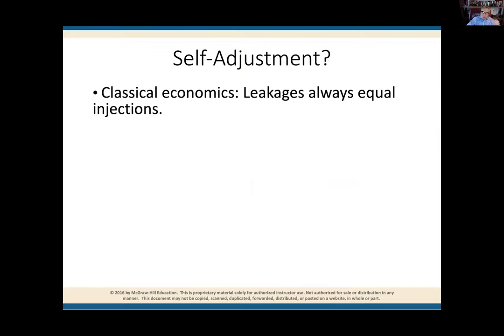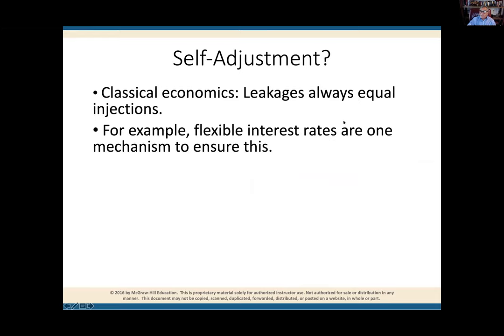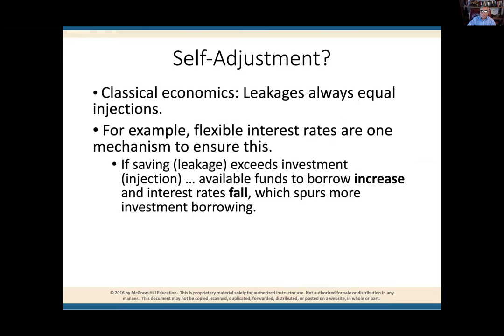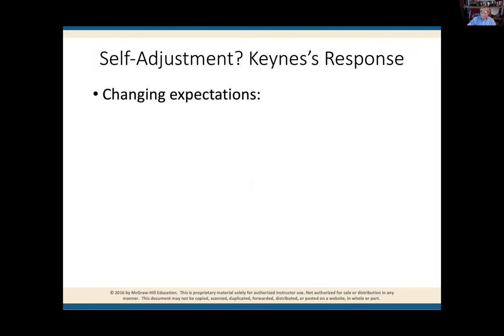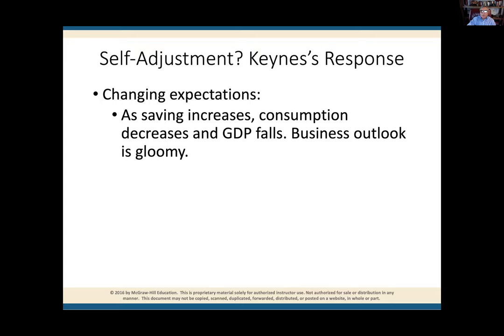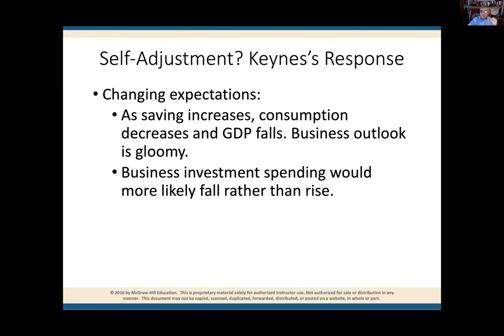Well, historically, we used to believe that, yes, they would be equal. So classical economics used to believe that leaks will always equal injections. And the reason is because of the flexibility of interest rates, right? And the flexibility of wages, we discussed that, right? So again, by the 1930s, this began to create a problem because we realized that in reality the amount of savings was not equal to investments. And as a result, consumption was decreasing and GDP was going down. So this created a very gloomy outlook of the economy, right?